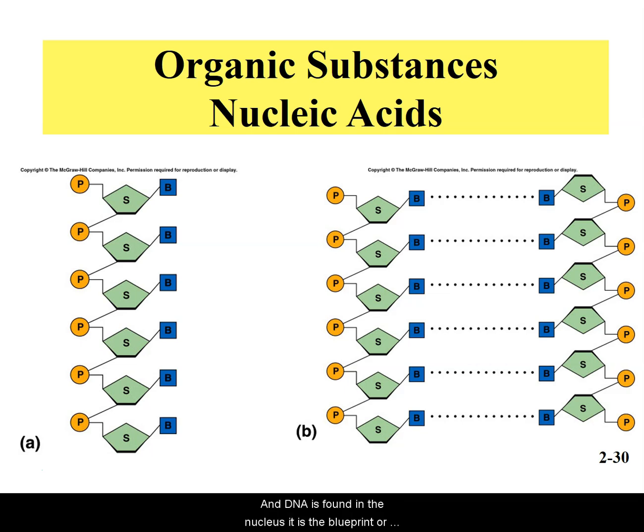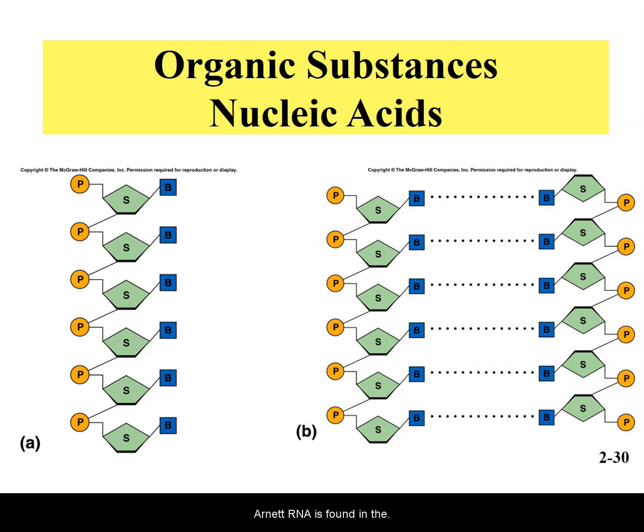And DNA is found in the nucleus. It is the blueprint or instructions for building proteins. The order of the amino acids comes from the information found in the nucleus in the DNA. So A, G, C, T are the bonded bases. We'll talk more about that in the next chapter. It gives the pattern or the map or the recipe for building proteins, which proteins to build, when to build them, where to build them.